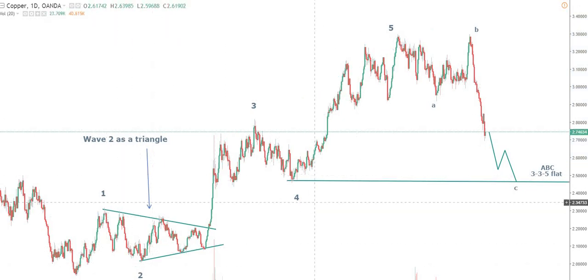So yeah, that's a 1, 2, 3, 4, 5. I believe this is a flat 3-3-5 correction, and we've got an A, B, C, A, B, C, and then flat, with wave 4 being the target, but that's another story.